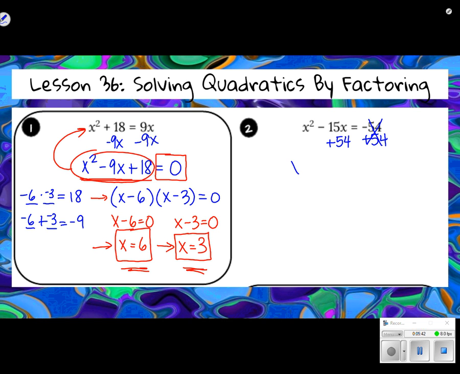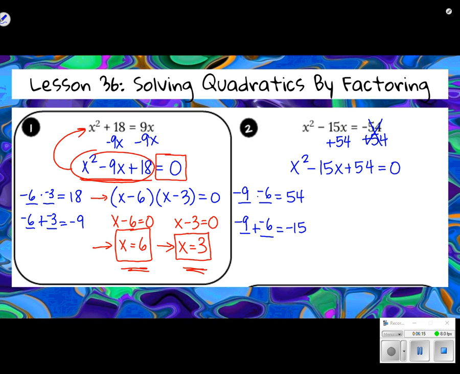So I have x squared minus 15x plus 54 equals 0. Don't forget the equals 0. I need to find two numbers that multiply to give me 54 and add to give me negative 15. Those are negative 9 and negative 6.